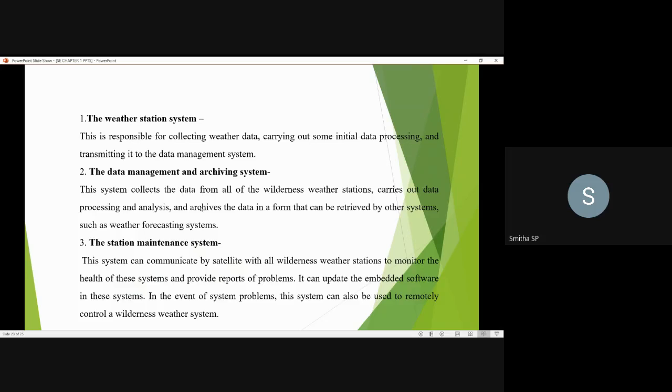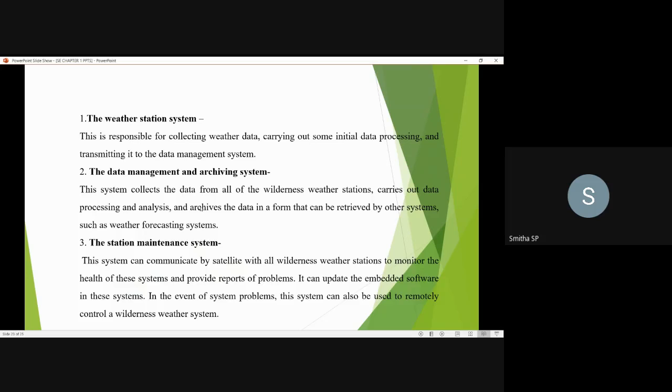The next system is the station maintenance system. What does this system do? It can communicate by satellite with all the weather stations to monitor the health of these systems, and it provides reports of problems, if any. Together with that, it can update the embedded software in these systems.